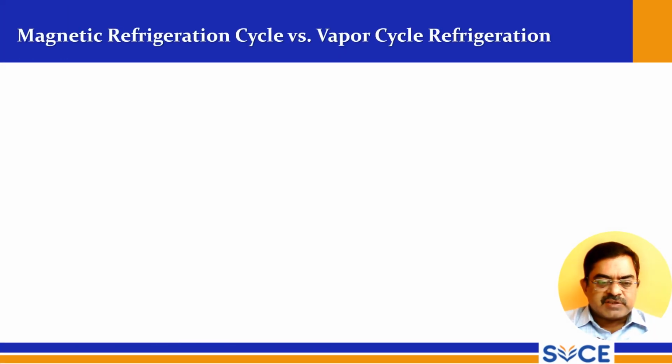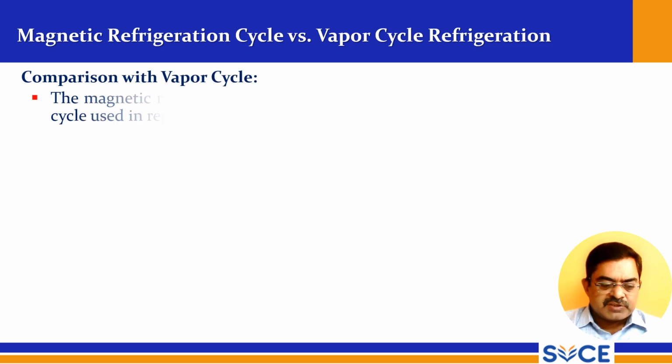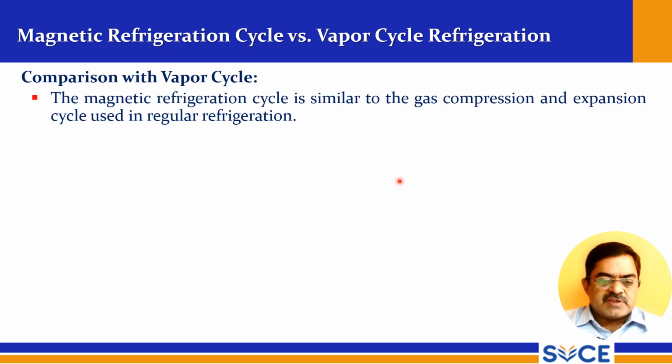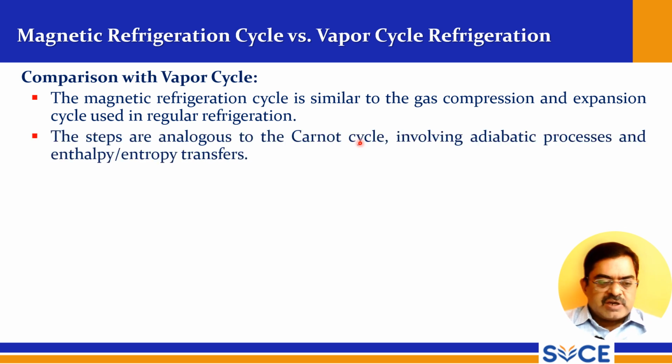So, the magnetic refrigeration cycle versus the vapor compression cycle. The magnetic refrigeration cycle is similar to the gas compression and expansion cycle used in regular refrigeration, and the steps are analogous to the Carnot cycle, involving adiabatic processes and enthalpy and entropy transfers.